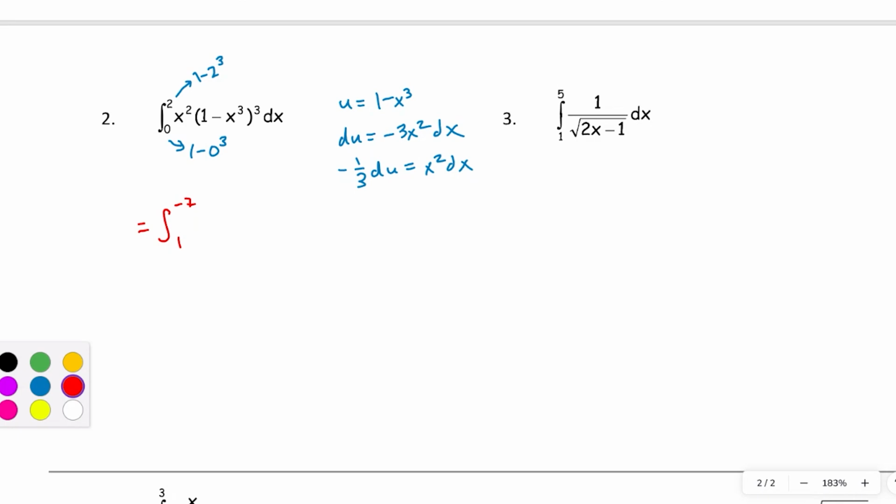And this would be negative 1/3 u cubed du. Now, I would recommend at this point, and moving forward, factoring out that coefficient every time. So I'm going to rewrite this as negative 1/3 times the integral of u cubed du.